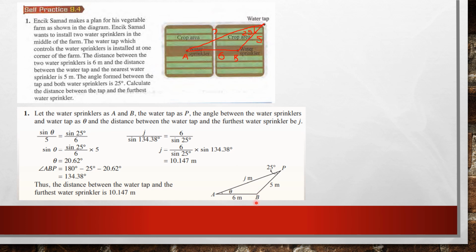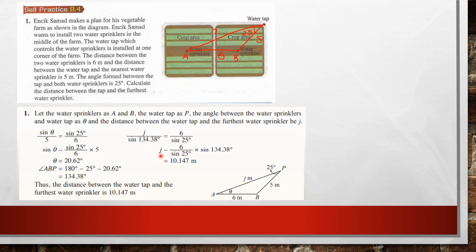Why do I want to find angle B? The opposite length is j, so I can use the sine rule to find j. So we take 180 minus 25 minus 20.62, which equals 134.38. That is for angle B. Then I use the sine rule. The opposite length is j. So j over sine 134.38 equals either 6 over sine 25, or you can also use 5 over sine 20.62. Any pair you can use.